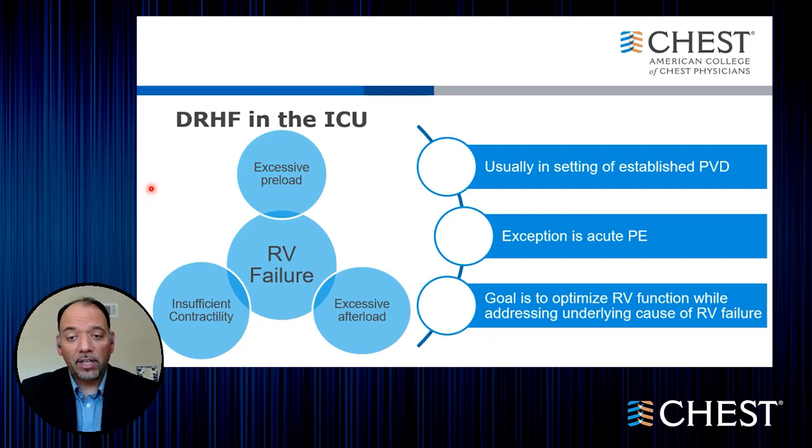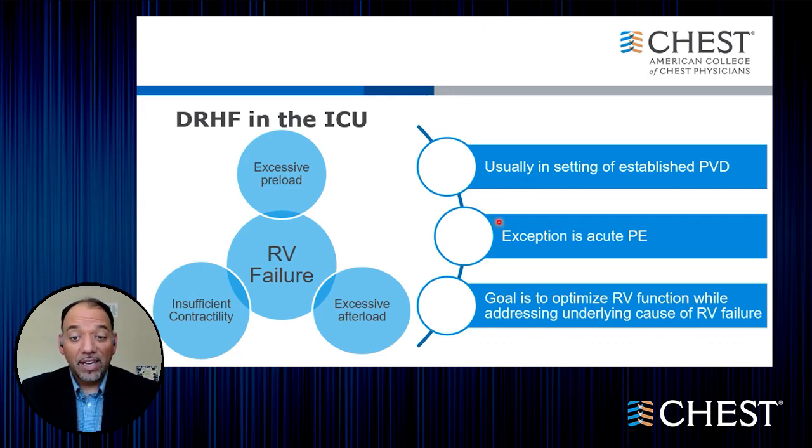And it's up to us as the clinician to figure out how best to balance these three things that are on the left side of the slide. Usually in RV failure, you're dealing with excessive preload, excessive afterload in almost every case, or insufficient contractility of the RV itself.